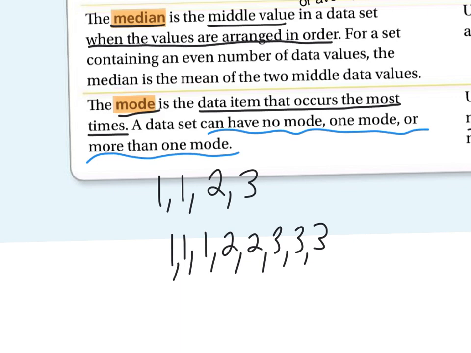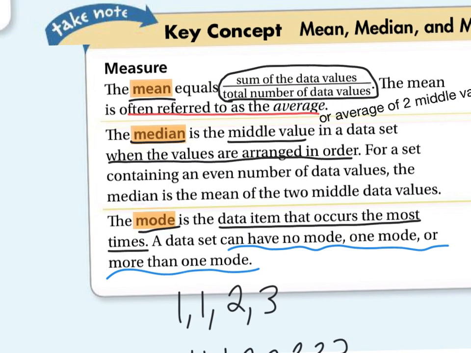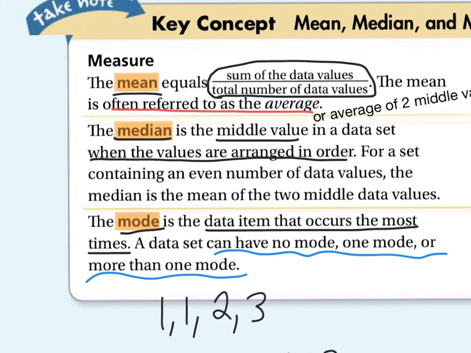So mode's a little different because it's possible we don't have a mode. We might have one, we might have more than one. Mean, you're just averaging it out. You'll have one mean. Median, even if you have two middle numbers, you're going to average those and get one median. So you always have one mean, you always have one median. Mode's a little bit different. You could have no mode, one mode, or more than one mode.